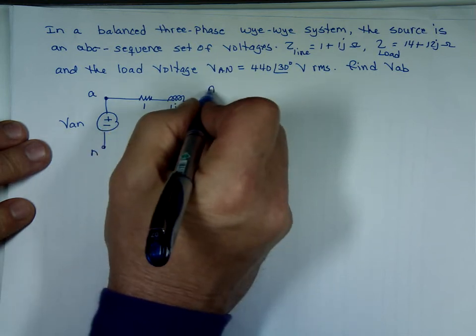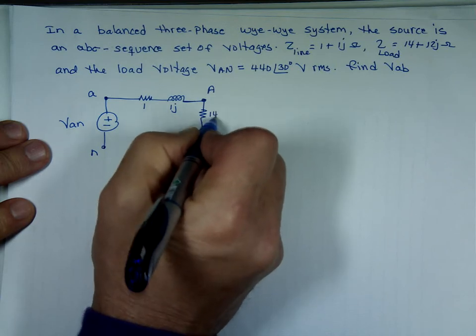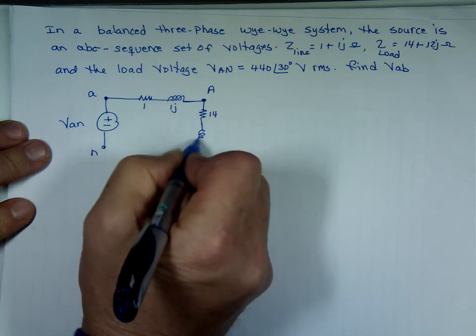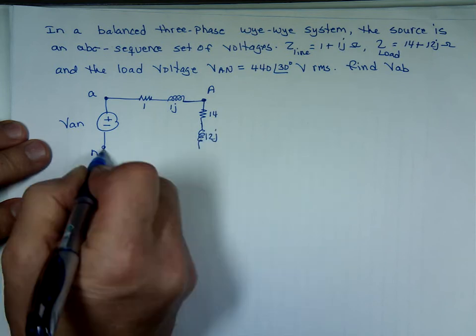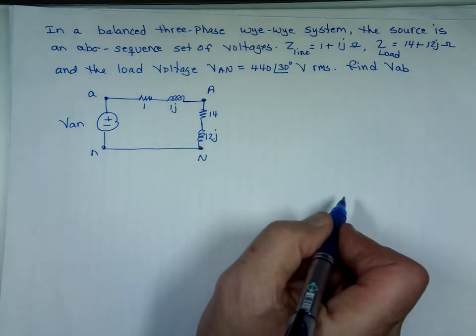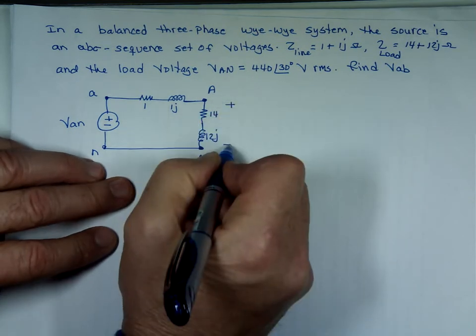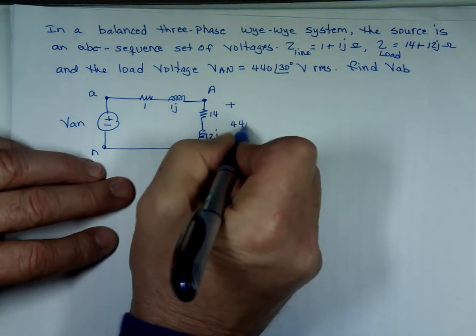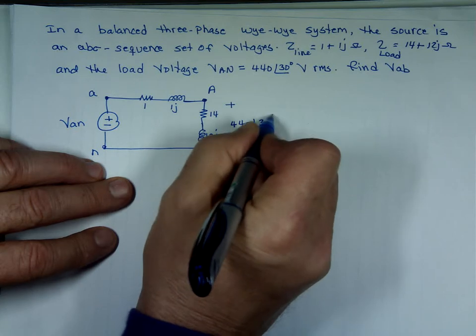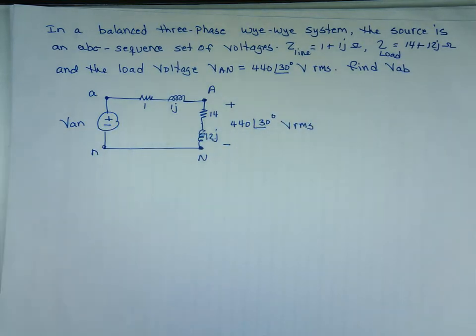So this is capital A. And now this is 14 and 12j. And this is capital N. Well, we know that this voltage here, AN, that means plus to minus, right there, is 440 angle 30 degrees volts RMS. And the question, can you find what VAN is? Because if you know what VAN is, you know what VAB.